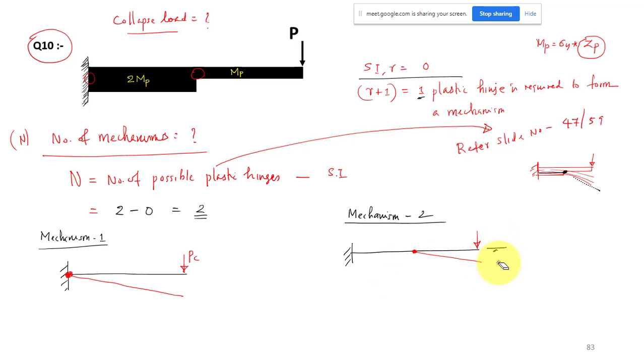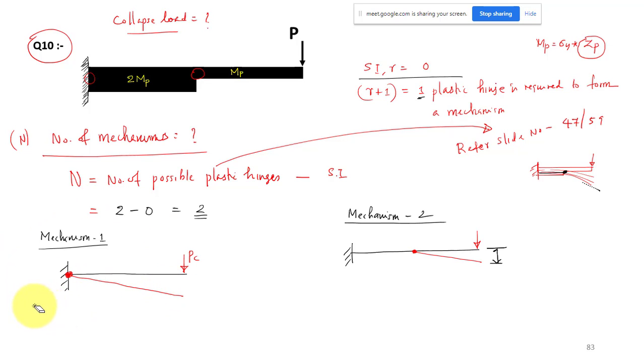So we have to analyze these two mechanisms. Then I can find the collapse load from each of them. Then we have to take the least value as the collapse load for the given structure. Now we will apply the kinematic theorem, the upper bound theorem. So let us apply that.